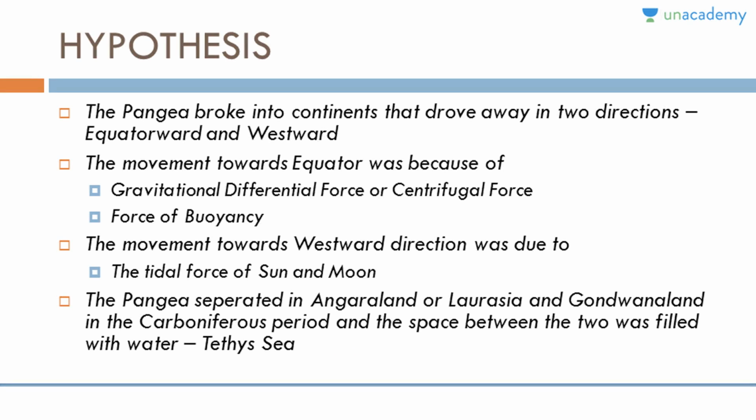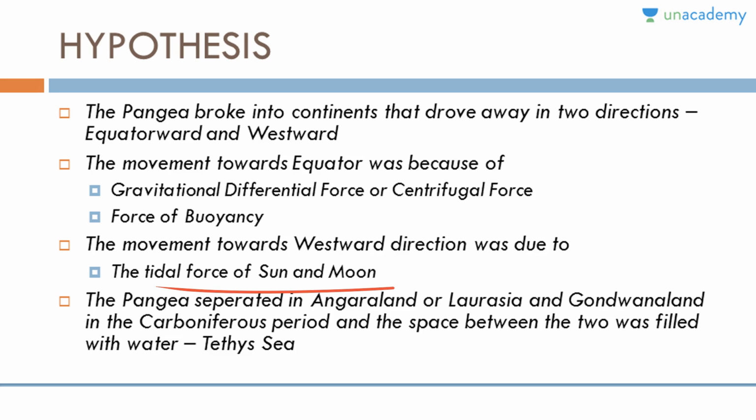According to the hypothesis put forward by Wegener, the supercontinent which was named Pangaea broke into continents that drifted away in two directions, that is equatorward and westward. The movement towards the equator was because of the gravitational differential force or centrifugal force and because of the force of buoyancy. The movement in the westward direction was due to the tidal force of the Sun and Moon.